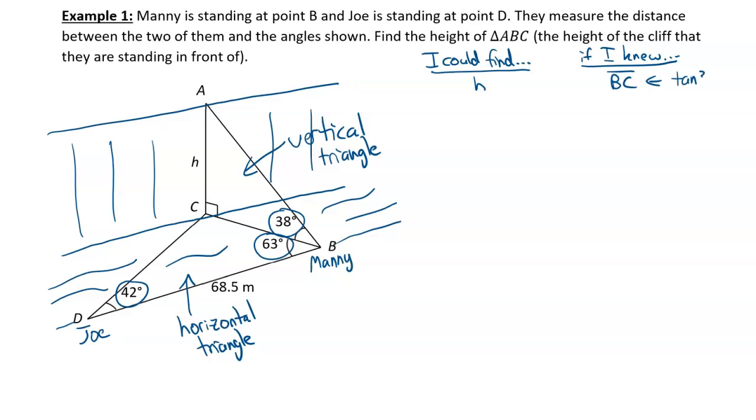Because tan of 38 degrees is going to be the opposite, which is the height, over the adjacent, which is the length of BC. So that's what I could use. Well, how could I find the length of BC? We're going to say, well, how could I find that?